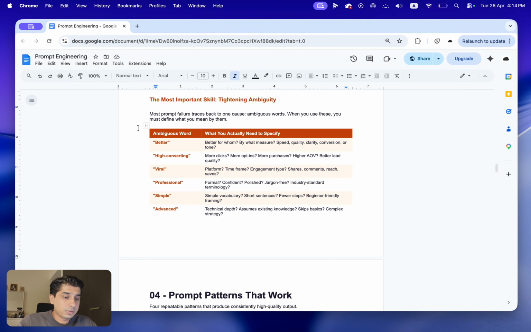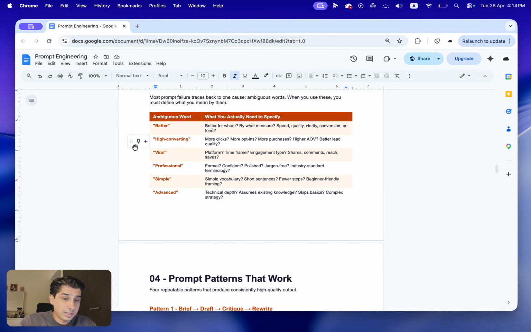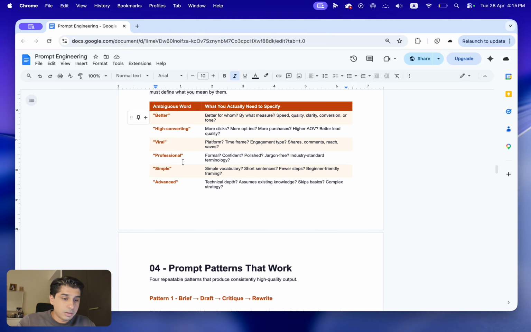Now, most prompt failure traces back to one cause, which is ambiguous words. When you use these, you must define what you mean by them. Now, an ambiguous word is "better", but what you actually need to specify is better for whom, by what measure: speed, quality, clarity, conversion, or tone. High converting: more clicks, more opt-ins, more purchases, higher AOV, better lead quality, etc. And you get the point.